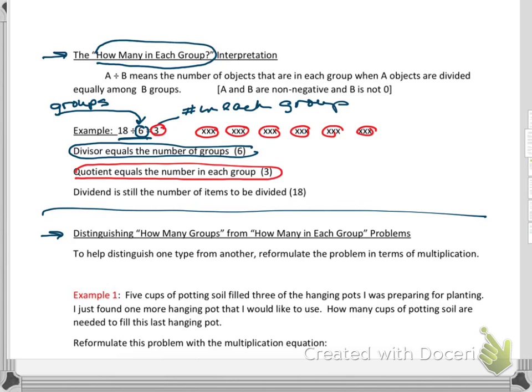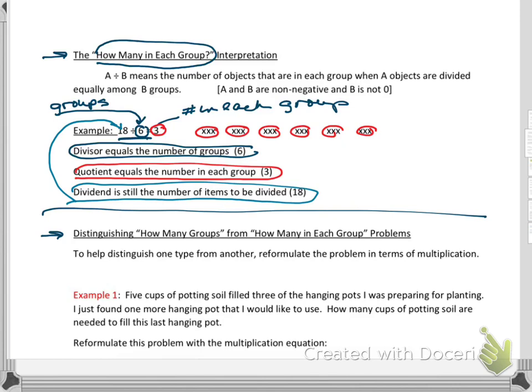And again, the dividend is the number of items that we're dividing. So it's the biggest number. All right? So, as I said, they're going to start asking us to distinguish between how many groups from how many in each group problems. To help distinguish one type from another, we can reformulate the problem in terms of multiplication.